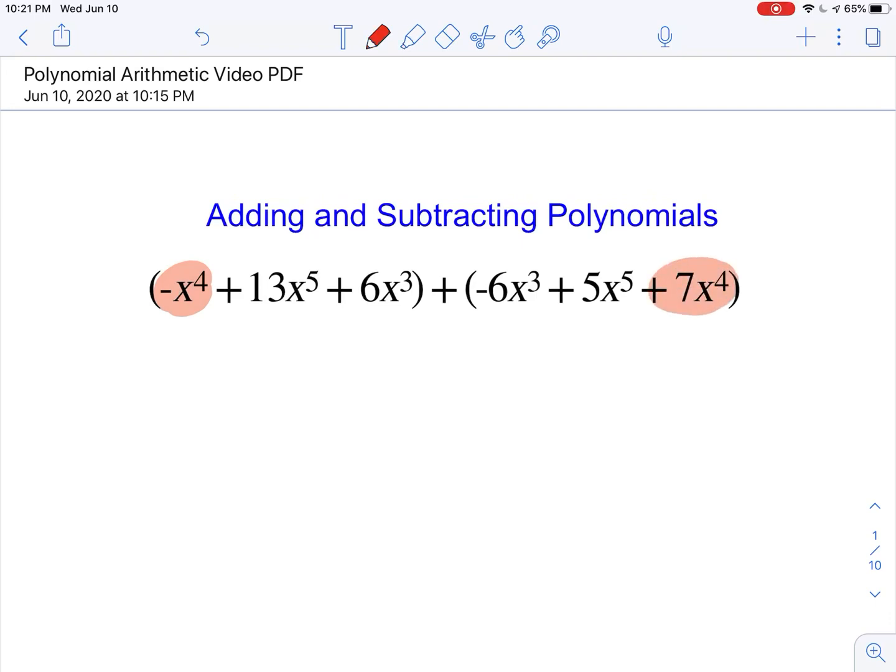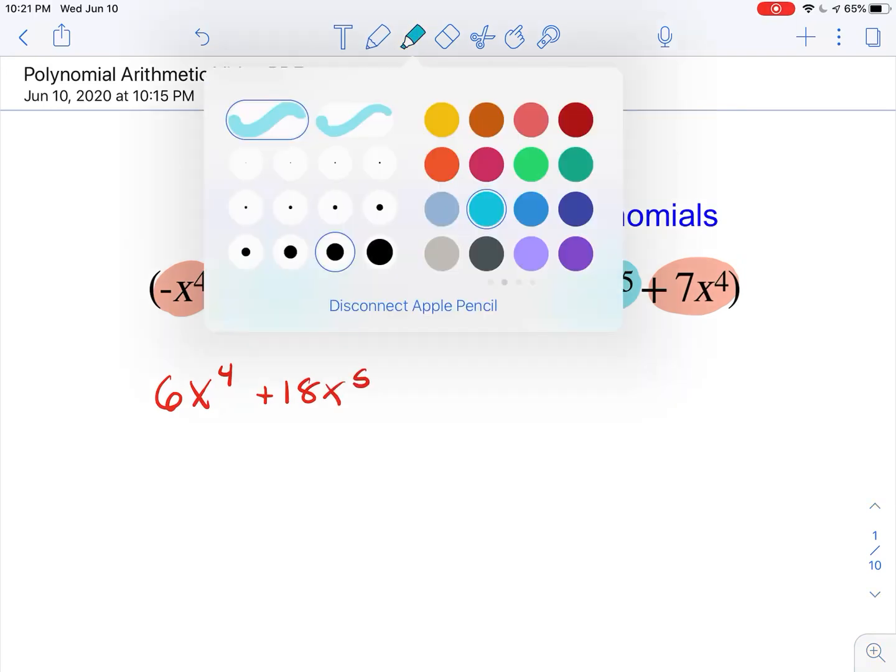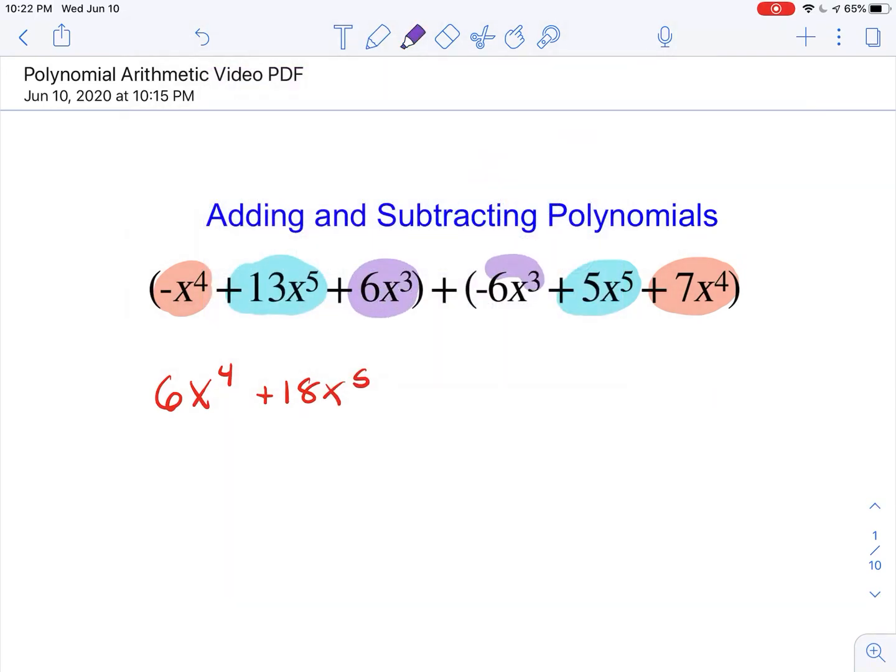For example, here we have x to the fourth, and we're going to combine that with the x to the fourth from the second parentheses. So minus 1 plus 7 gives me 6x to the fourth. Next, we're going to do the x to the fifths. So we're going to combine x to the fifth with this x to the fifth. 13 plus 15 gives me 18x to the fifth.